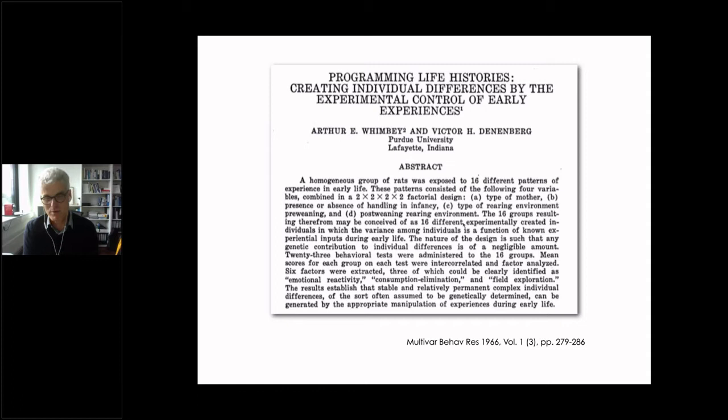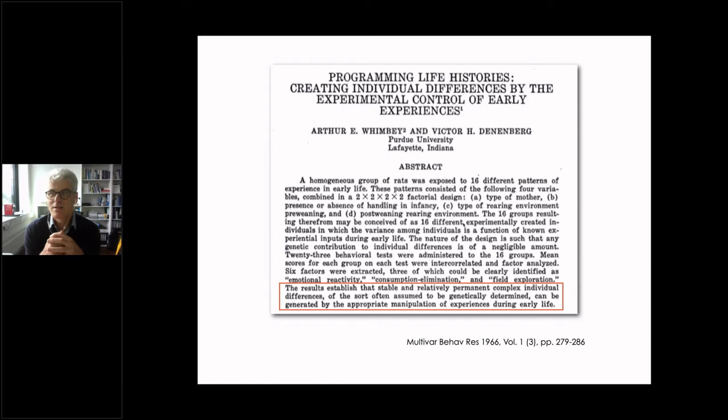And I mean, it's a completely obscure paper. And it's still to this day one of the few papers that we have ever found that in history has looked at this effect. And I don't know how he could possibly find this in his head because this is really obscure. But for our purpose, this is a great paper. And he knew it, and he pointed it out to us. And it says here, these results establish that stable and relatively permanent complex individual differences of the sort often assumed to be genetically determined can be generated by the appropriate manipulation of experience during early life.